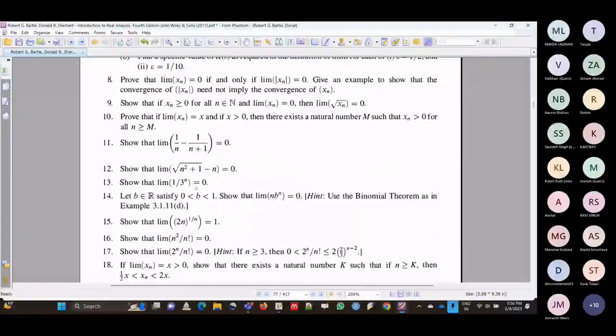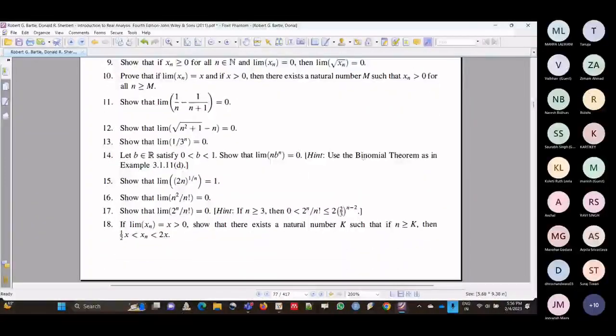So until 30, up to 13th, we have done. 12th we did. Okay, 13 we did. 12th we didn't do. You can try in a similar way to what we have done. This you can use binomial theorem. You can refer to Example 3.1.1 for this question. These 2-3 questions you can do with the help of it, and some hint is also there in this question. Fine.